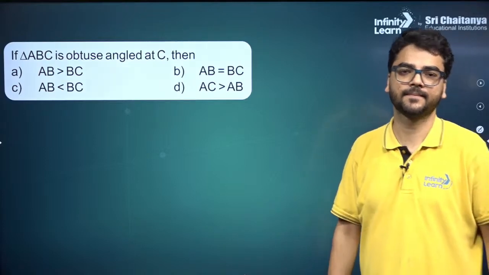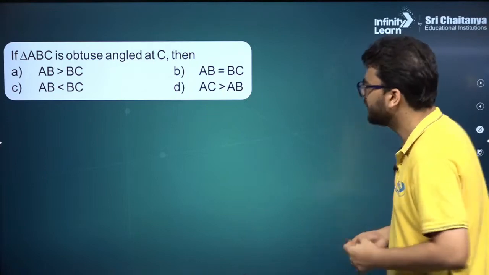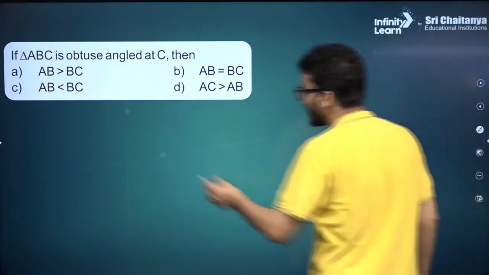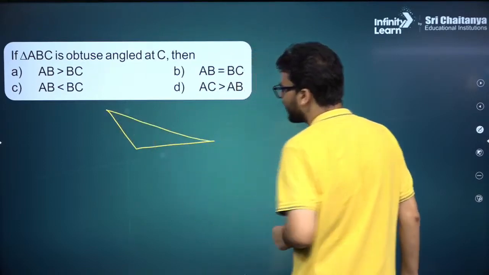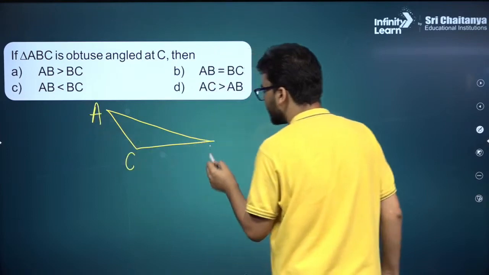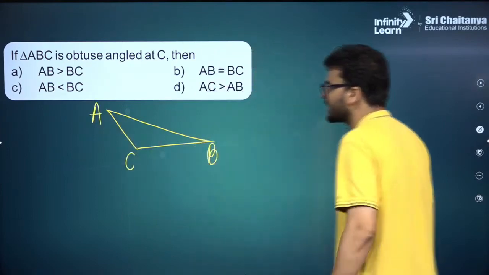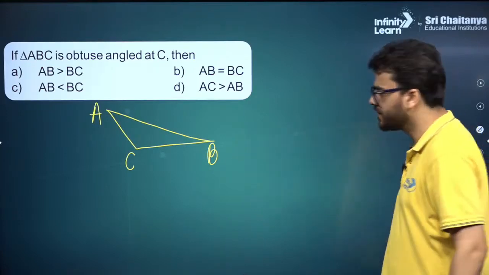Tell the answer over here, guys. If triangle ABC is obtuse at C, it is something like this, right? It's an obtuse angled triangle at C. So suppose this is A, B and C, obtuse angle at vertex C over here. Then we have to tell out of the given options which one is correct.